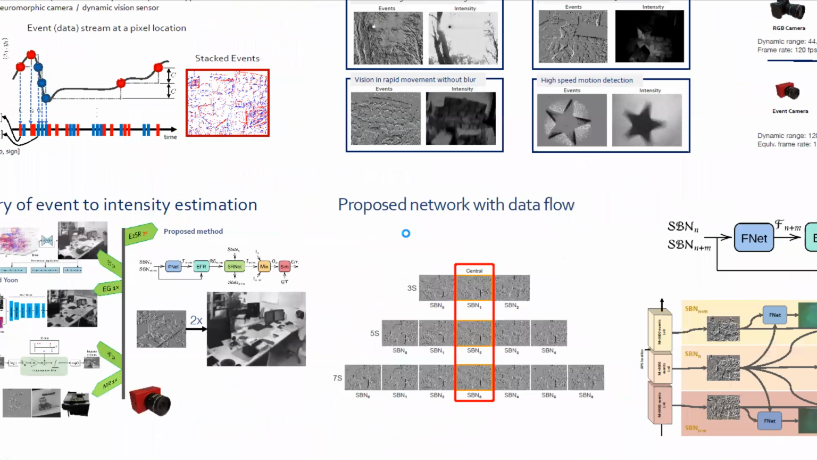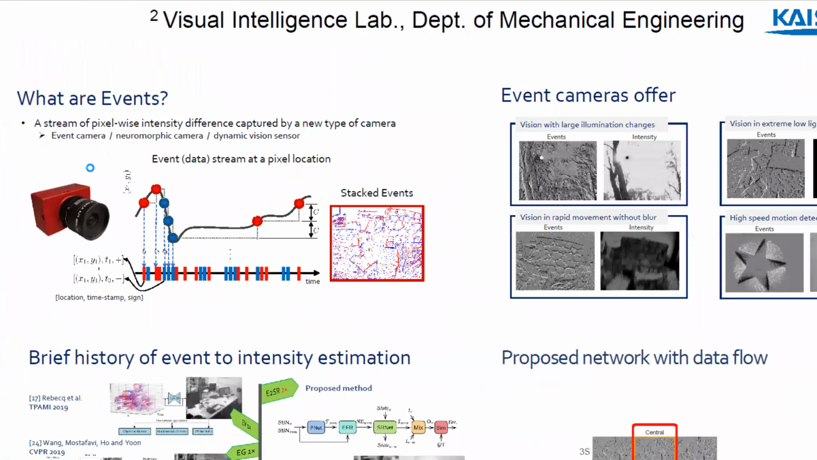So what are event cameras and what are events? Event cameras, also known as neuromorphic cameras, are new imaging devices that record the differences of intensity per each pixel in their logarithmic scale. So this diagram shows the intensity change for a sample pixel over time.